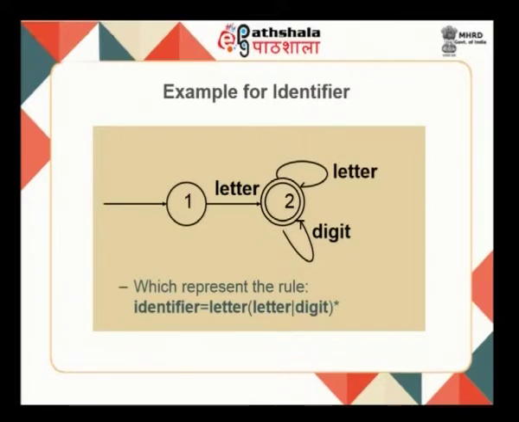Transition function: from state 1, if you take letter, it will go to state 2. So, Q cross sigma will take to Q. Similarly, from state 2 on letter, you will stay in state 2 itself, and from state 2 on reading digit, again you will stay in state 2 itself. So, this is your transition function.